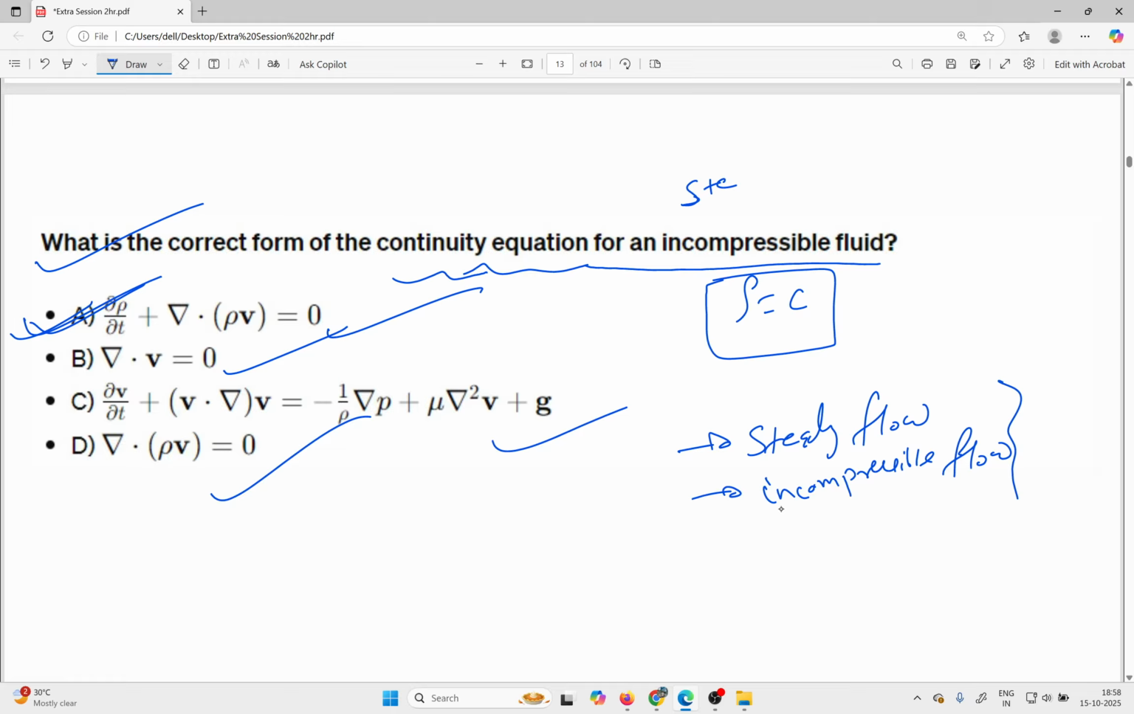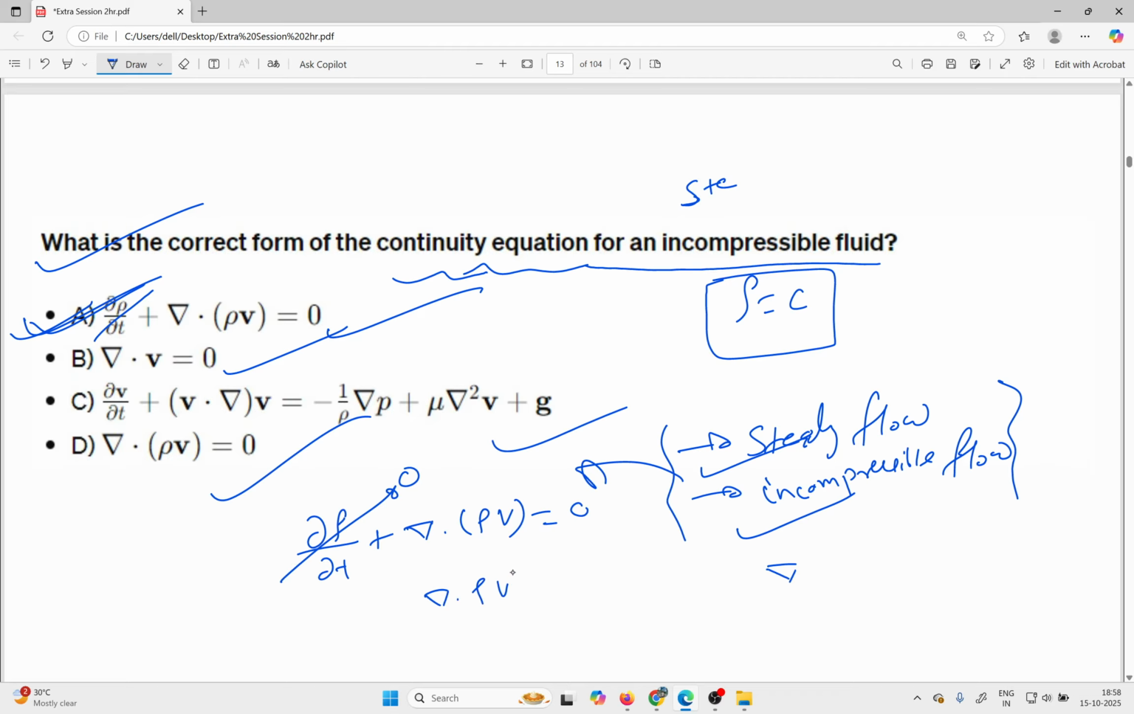But if the same question is framed so that your flow is steady and incompressible both, what will happen? Steady means the change with respect to time will be zero. So let me write very clearly: del rho by del t plus del operator dot rho V equal to 0. As there are two conditions, the first term will be zero, and rho is constant, so you can write it like that also. This is the continuity equation condition for steady incompressible flow.